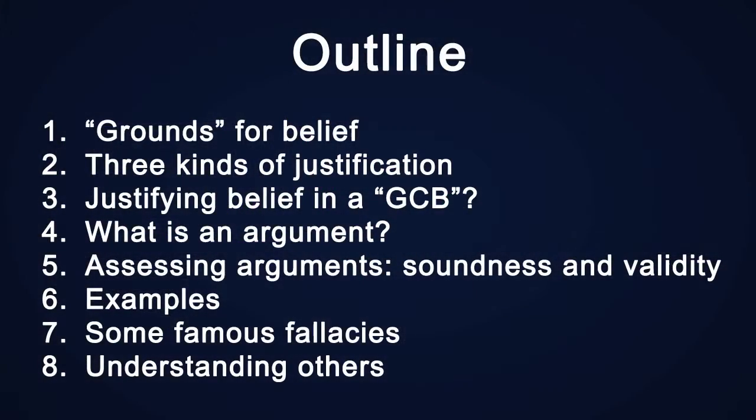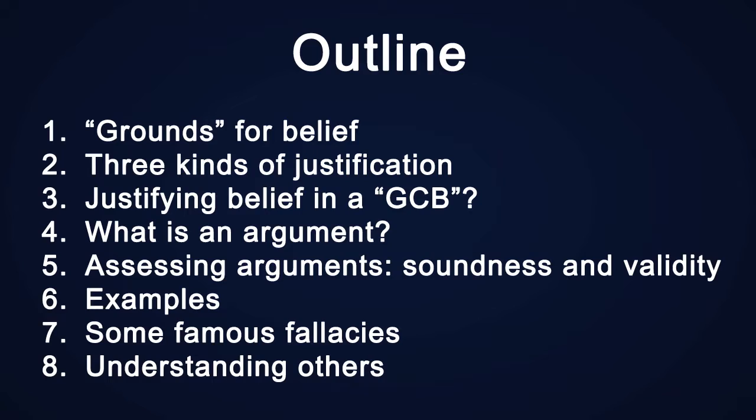So by way of that project, I'll be talking today about the nature of argumentation and how to assess arguments. This is our first major unit for this Introduction to Philosophy class. So for an outline for today, we'll be talking first about the different kinds of grounds for belief. Then we'll move on to what I'll describe as three different kinds of justification for a belief. Then we'll be talking about a particular topic, justifying belief in a so-called GCB, or a greatest conceivable being, which will be our topic for next week when we get into what's known as the philosophy of religion.